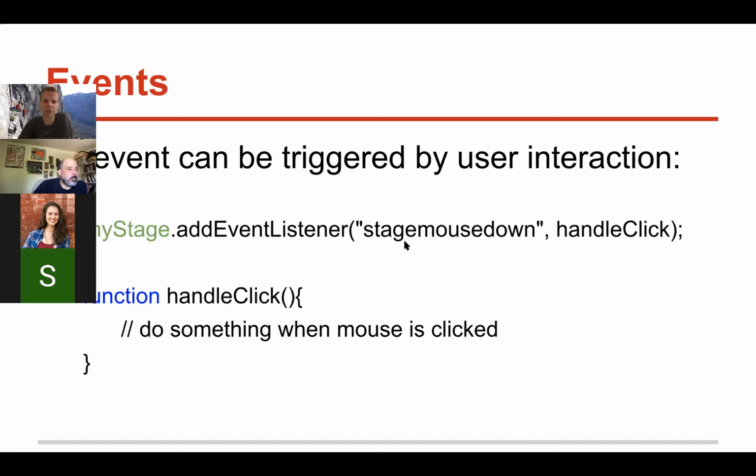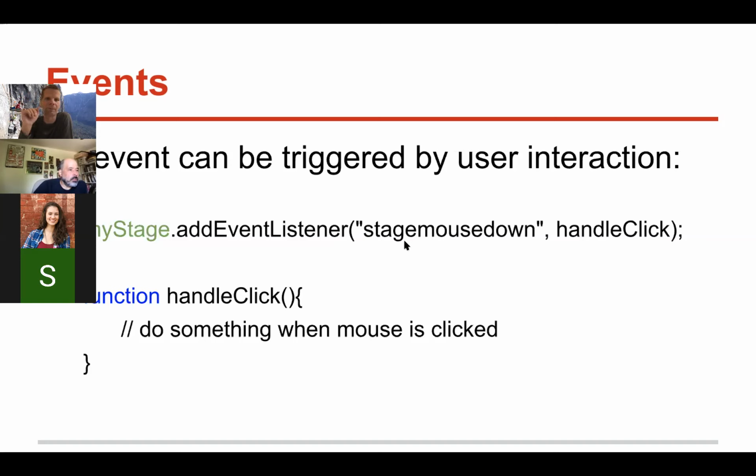In here, stage mouse down means that moment at which the mouse gets clicked, as opposed to stage mouse up, which would be the moment when you let go of the mouse. Those are things that normally we just don't even think about, the difference between click down versus click up. But that can be important. You want to actually have the action happen when you let go or when you first click.